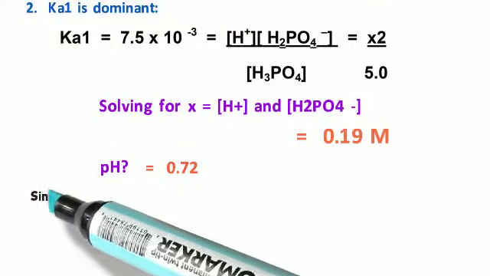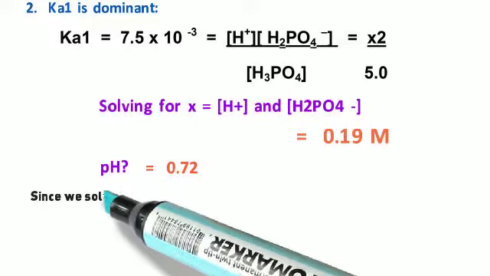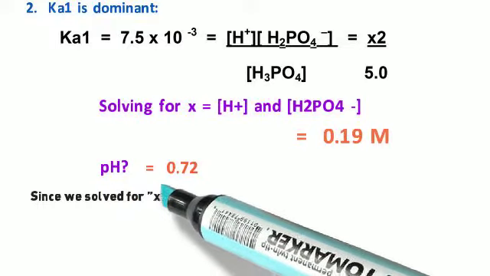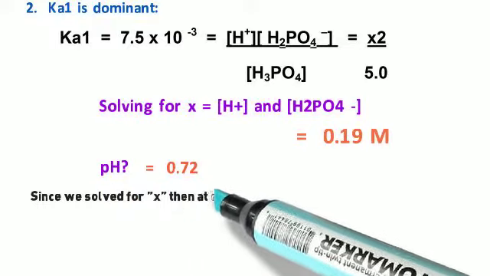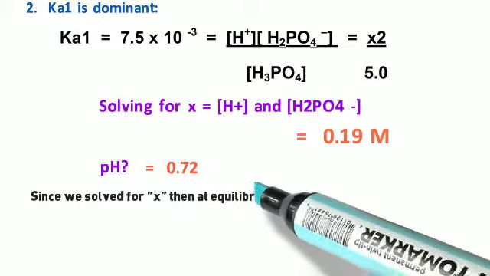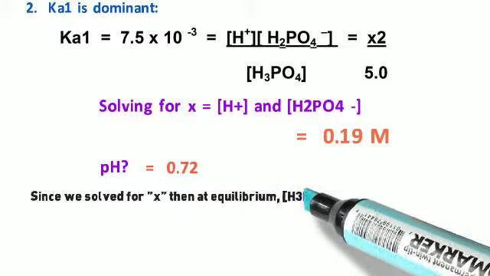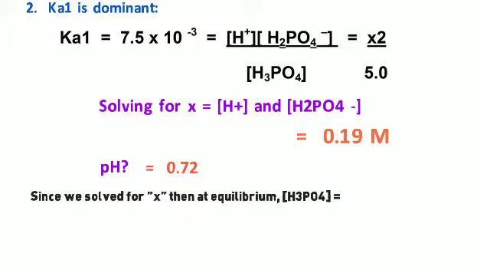Now, but I asked you to find the concentrations of other things as well. Since we solved for x, and you should have made a table, then at equilibrium, H3PO4 should be 5.0 minus x, which came out to 4.8 molarity. So at equilibrium, now we have the concentration of this. So we've already answered a couple of questions here.